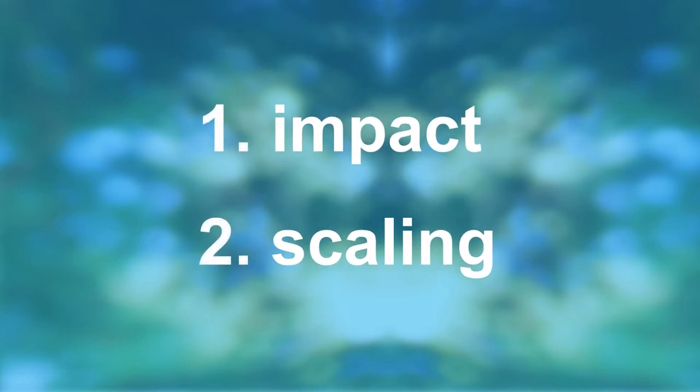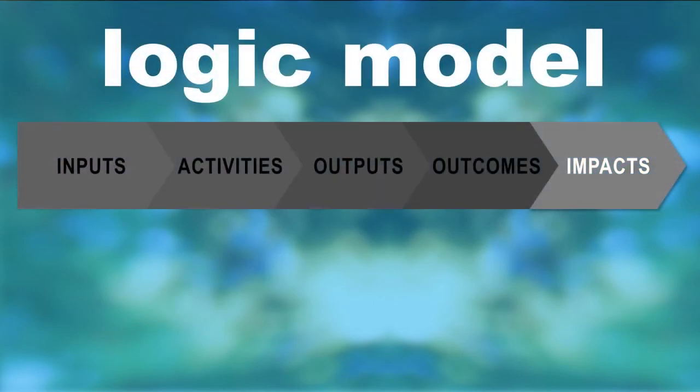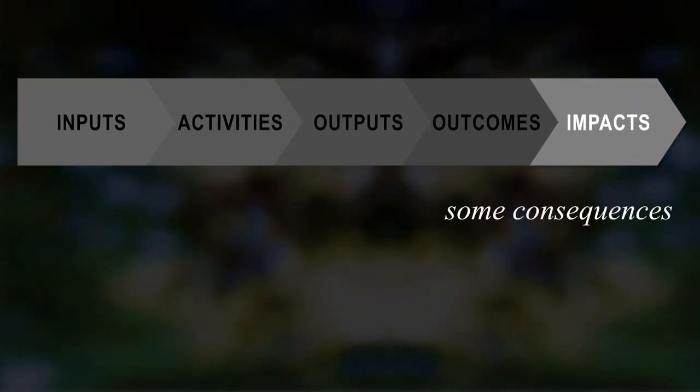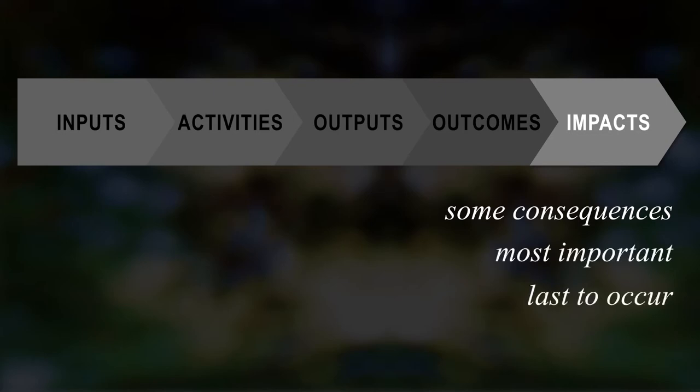Let's quickly define them. Impact has multiple definitions. Many of you learned about impacts in the context of logic models. In logic models, impacts are only some consequences of a program, policy, or product. Outcomes and outputs are also consequences, but they aren't impacts. Impacts are the most important consequences. They are the last to occur.